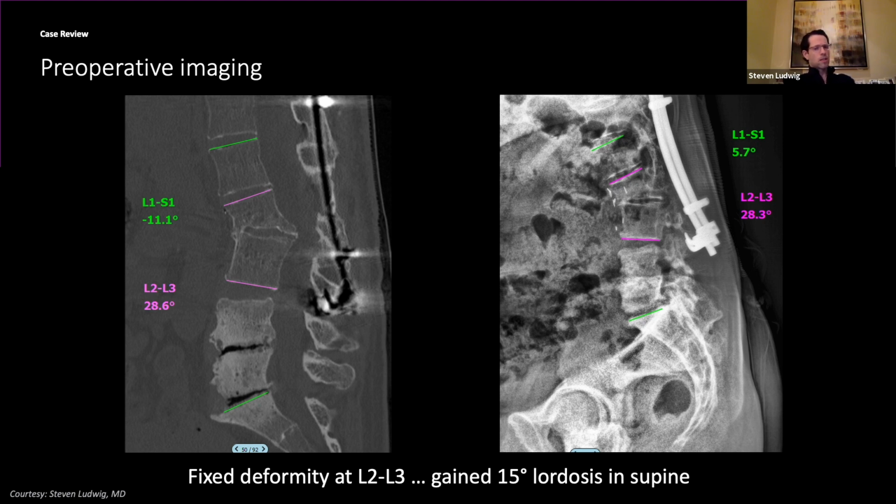Any other thoughts about corrective techniques? We heard about posterior column osteotomies. If you're not able to do ALIFs, is anybody thinking about any other approaches? Dan, through the back to get anterior column support, any thoughts about that? Yeah, so at WashU, we do a lot from the back, although lately we've been doing a lot of ALIFs.